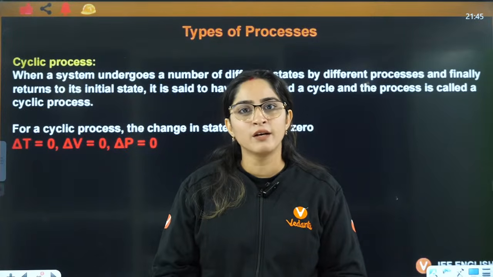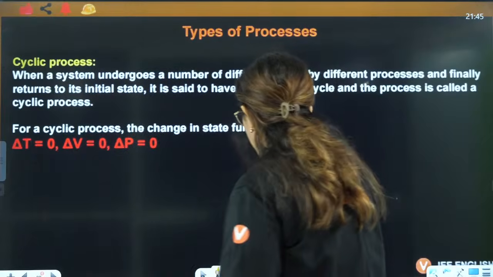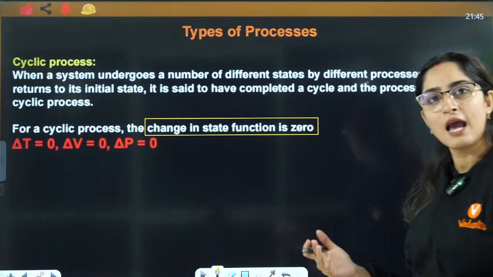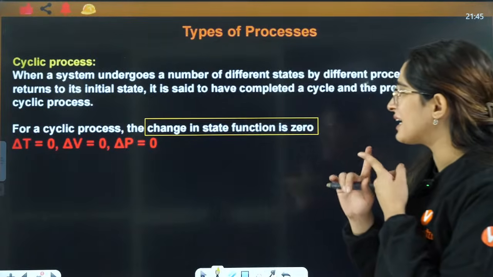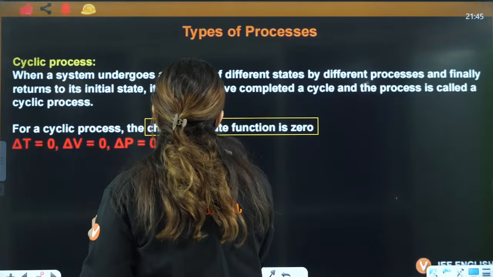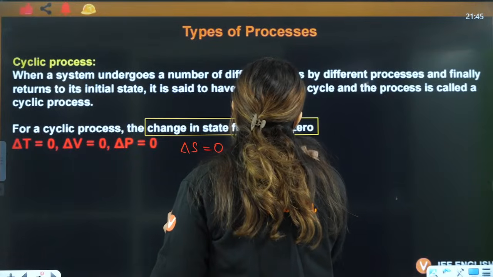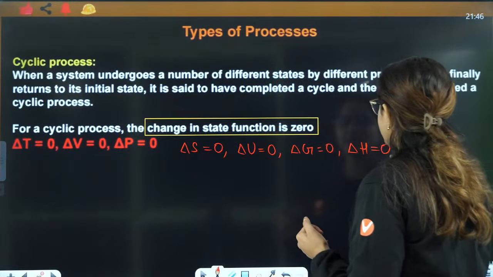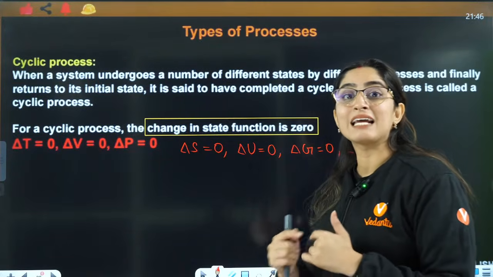So for him, your delta, the change, is 0. That means we can say the change in the state functions will be 0 in the case of cyclic processes. In cyclic processes, all the state functions, their change is 0. We call it delta T, delta V, delta P. Then I'll also write other things: delta S is 0, delta U is 0, delta G is 0, then delta H is 0. All these things will have 0 change in case of cyclic process, right?